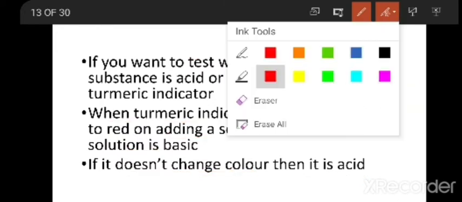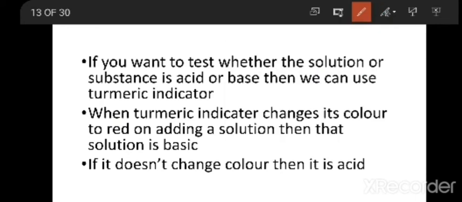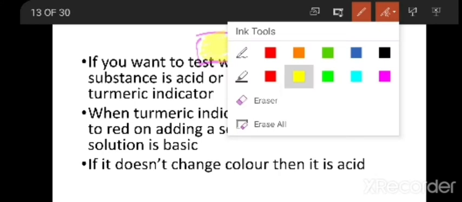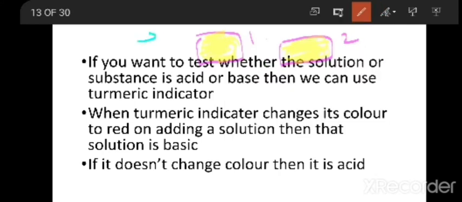Again, I'll say it clearly once again. You have taken a white sheet here. Here also you have taken a white sheet, paper 1, paper 2. Then you rubbed this paper with turmeric. Here also you have rubbed this paper with turmeric. And here you have taken some solution. And here you have taken some different solution.